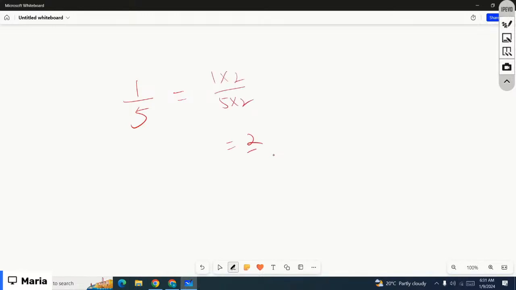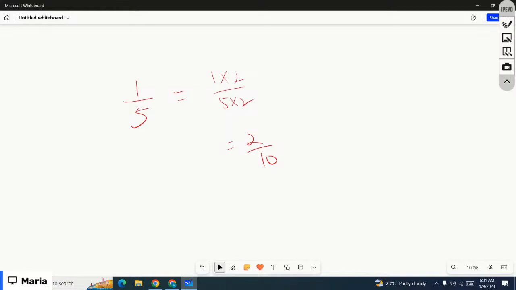That is 2 over 10. That is an equivalent fraction. You can multiply by whatever number you want, either 3, 4, 5, whatever. So there are so many equivalent fractions of 1 by 5. Got it? Basically, either you multiply both numerator and denominator by the same number, or you divide. They all are equivalent fractions, right?